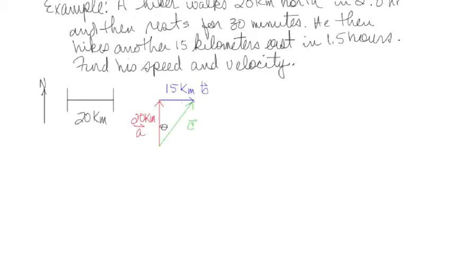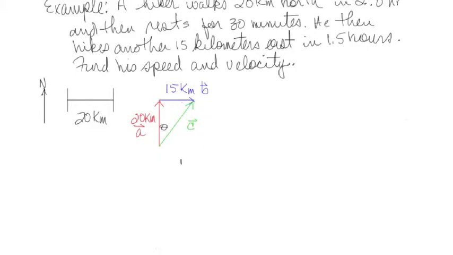Well, we're going to start with a vector diagram. We have our direction indicator, scale, and we've drawn the vector diagram here. 20 kilometers north, vector A, 15 kilometers east, vector B, resultant from the tail of the first to the head of the last, vector C, and our reference angle for direction, theta.